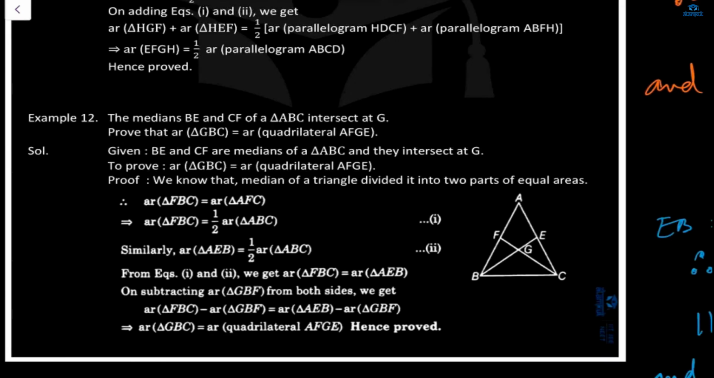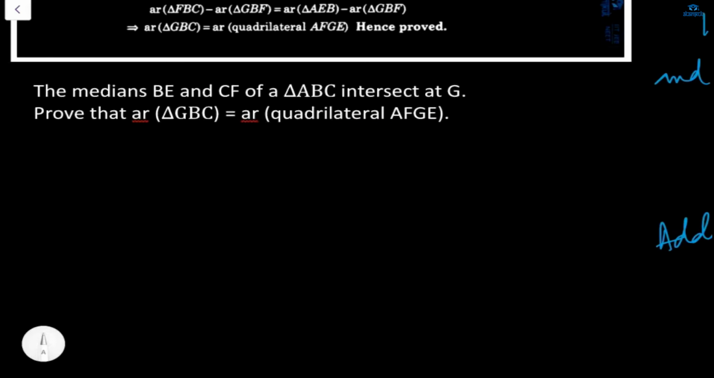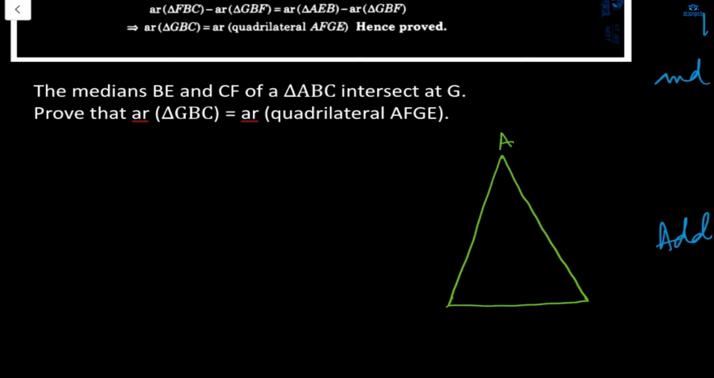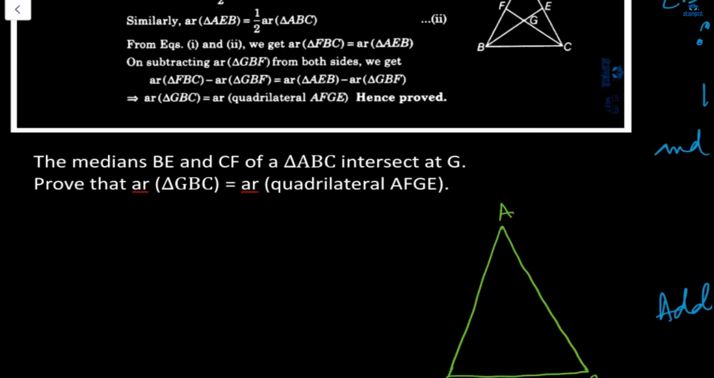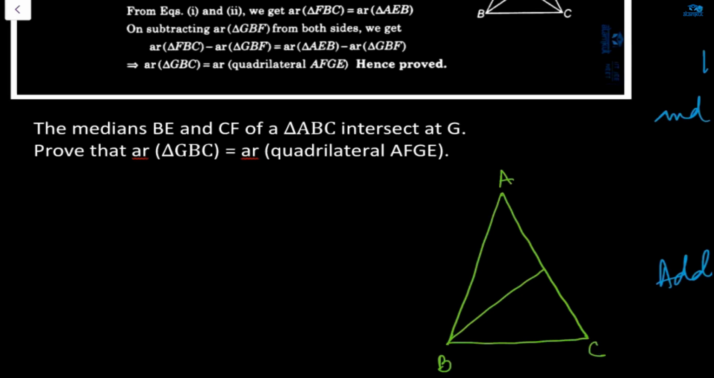Now see this question. Okay, now what is here? The medians BE and CF of a triangle. Now let us first draw a triangle. If I draw a triangle, so this is triangle ABC. Okay. Medians BE and CF of a triangle ABC intersect at G. Sorry, it is written BE. The medians BE and CF intersect at G. This is point G.